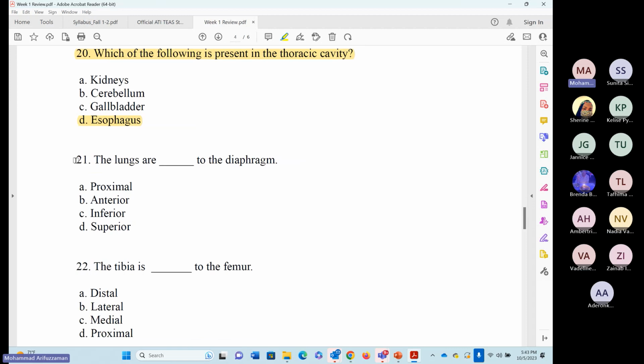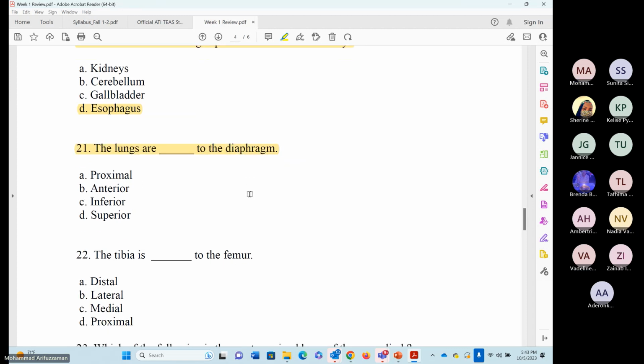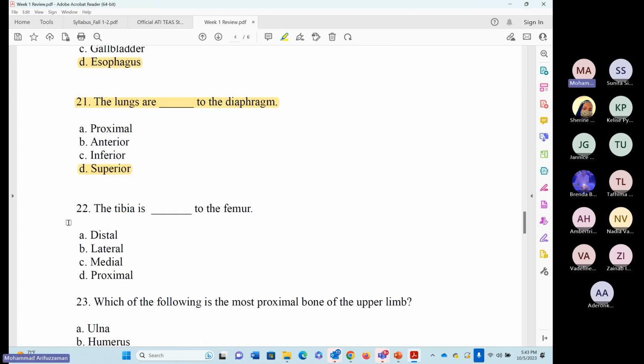Okay. And the lungs are what to the diaphragm? Superior. Correct, the lungs are superior to the diaphragm. The tibia is also called, do you know the other name of tibia? The tibia is the shin bone.